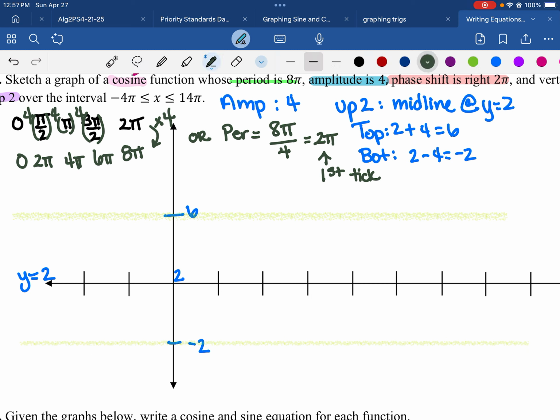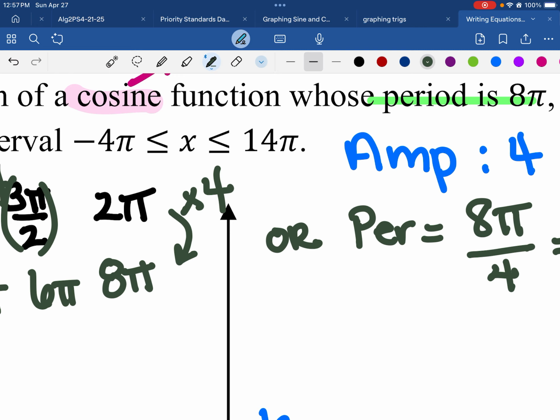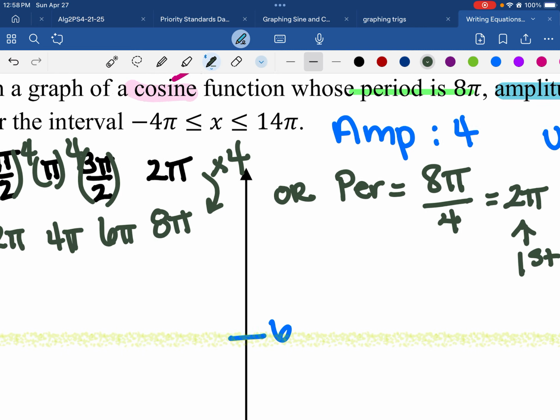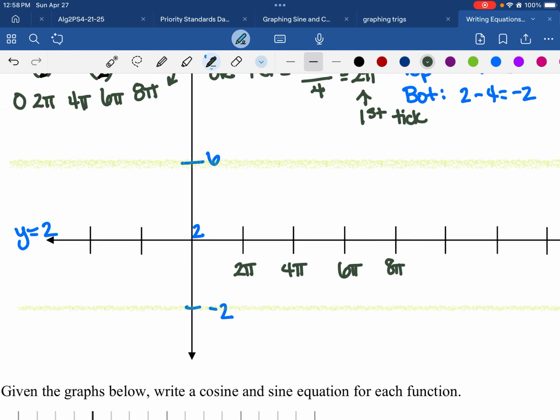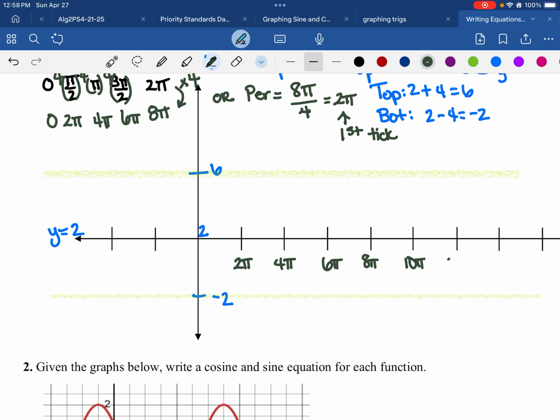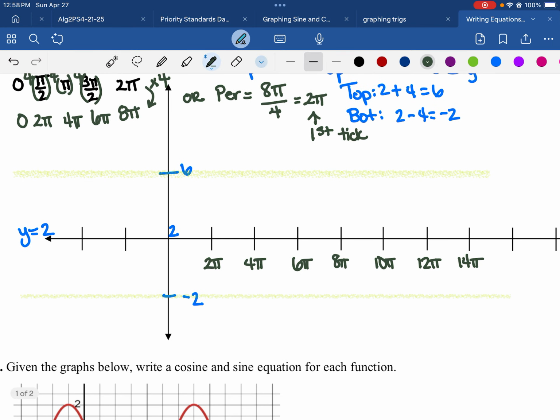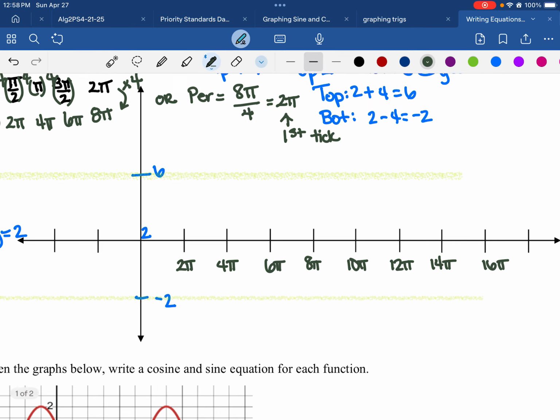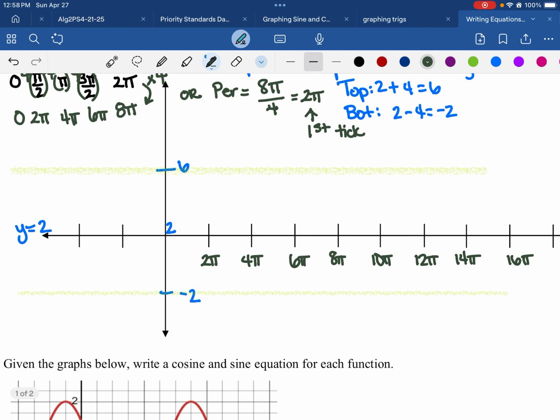And so now I'm just going to label my counting numbers. So I have 2 pi be the first, 4 pi, 6 pi, 8 pi, and then my interval says go negative 4, which means I need to go to the left, and then I need to go up to 14. So I'm going to count up to 14, or I'm going to fill everything in. It's up to you. So I have 10 pi, 12 pi, 14 pi. If you want to, you can keep going to 16 pi. You don't know what you need, but I could have stopped at 14, and then I'm going to have negative 2 pi and negative 4 pi.